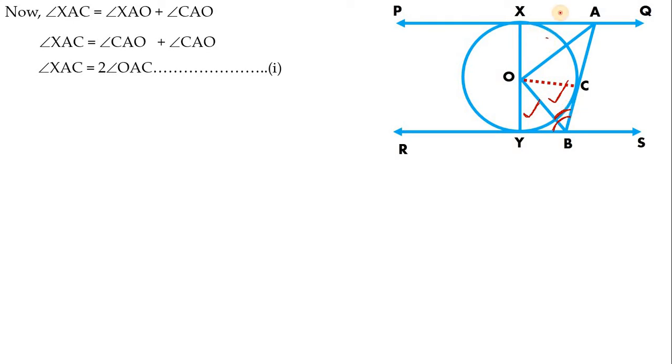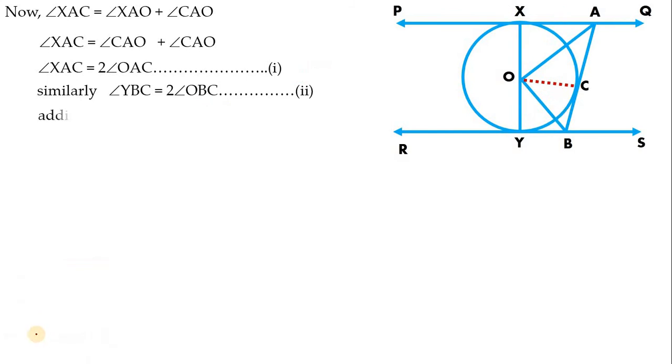How we have proved by comparing these two triangles. In a similar way we can do this, but no need to do all those steps here. Just write it like this. Similarly, angle YBC we can prove as 2 times of OBC, and this you call equation number 2.